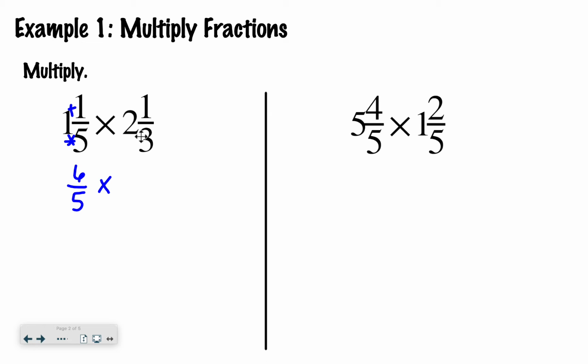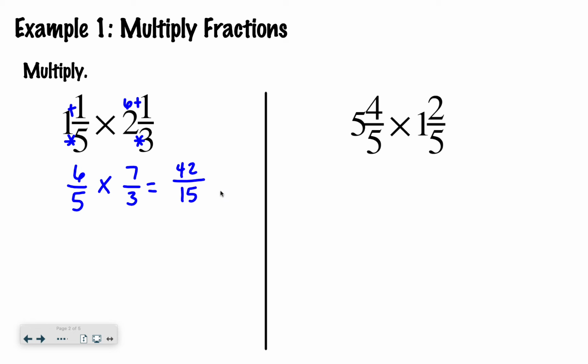So again, we take the denominator, that bottom number in the fraction, and we multiply it with the whole number. So 3 times 2 is 6, and then you add your numerator, which is 1. So 6 plus 1 is 7 over 3. And now it looks like just what we did yesterday. Okay, so now that I have my two improper fractions, I can just multiply across. So 6 times 7 is 42, and 5 times 3 is 15.